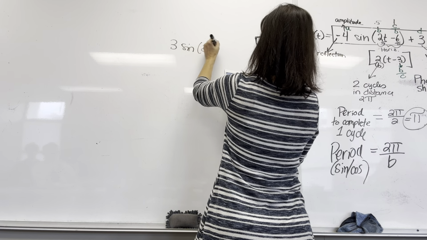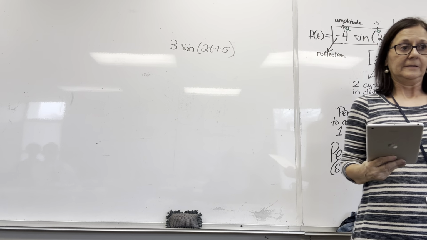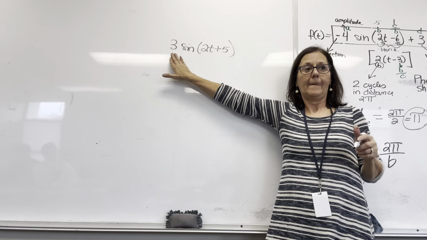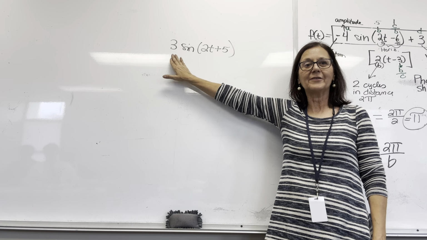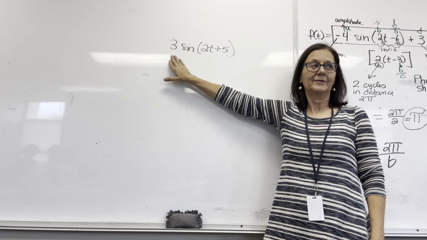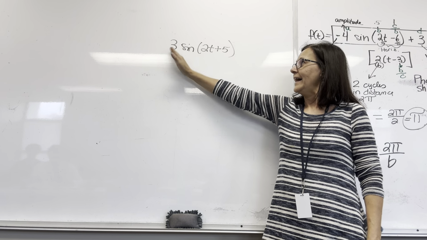3 sine of 2t plus 5. Let's talk about all the transformations. All right, who wants to take the 3? David. Amplitude. Y'all, this is oftentimes on the ACT. It's just this number. Yes, 3 or the amplitude.